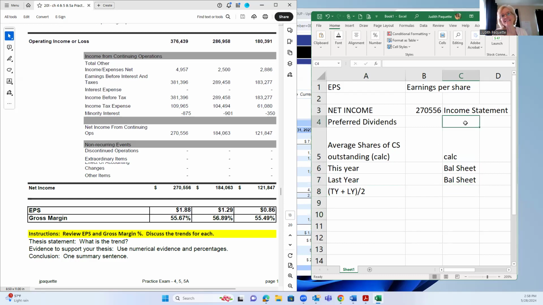Preferred dividends, you can't find that anywhere. You're going to have to be told that. That actually is going to come off of the cash flow statement. We're not going to study that until accounting 202, okay?